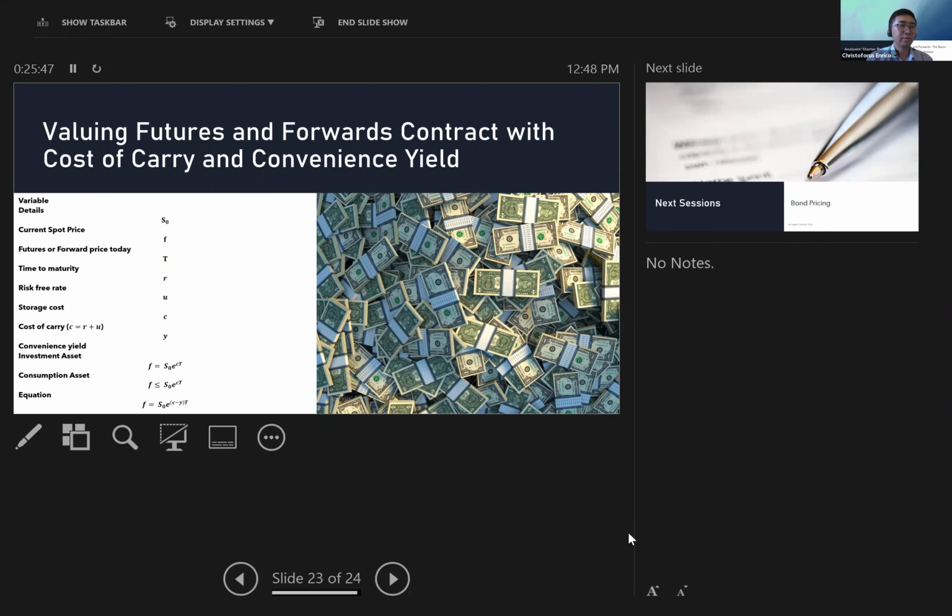And we also have convenience yield. Convenience yield has similar nature to dividends, so it's a subtraction from the risk-free rate. If it's an investment asset, the forward or futures price must be equal to the normal formula. But if it's a consumption asset, it can be equal or less because it's consumed. There is some consumption on that. So you can see in the calculation it will be C minus Y.